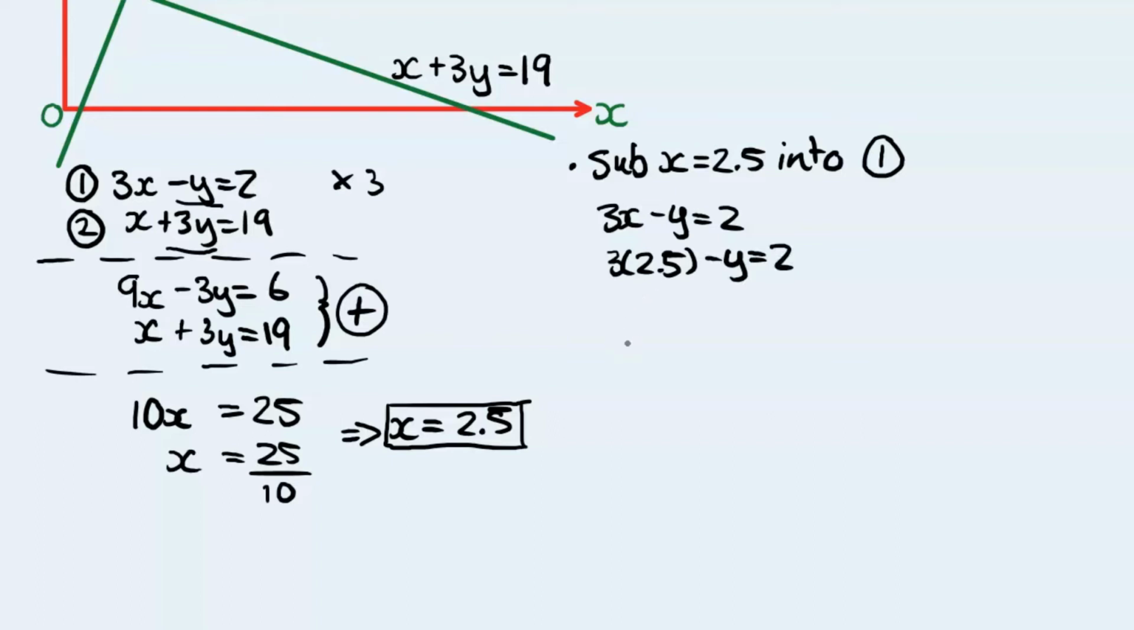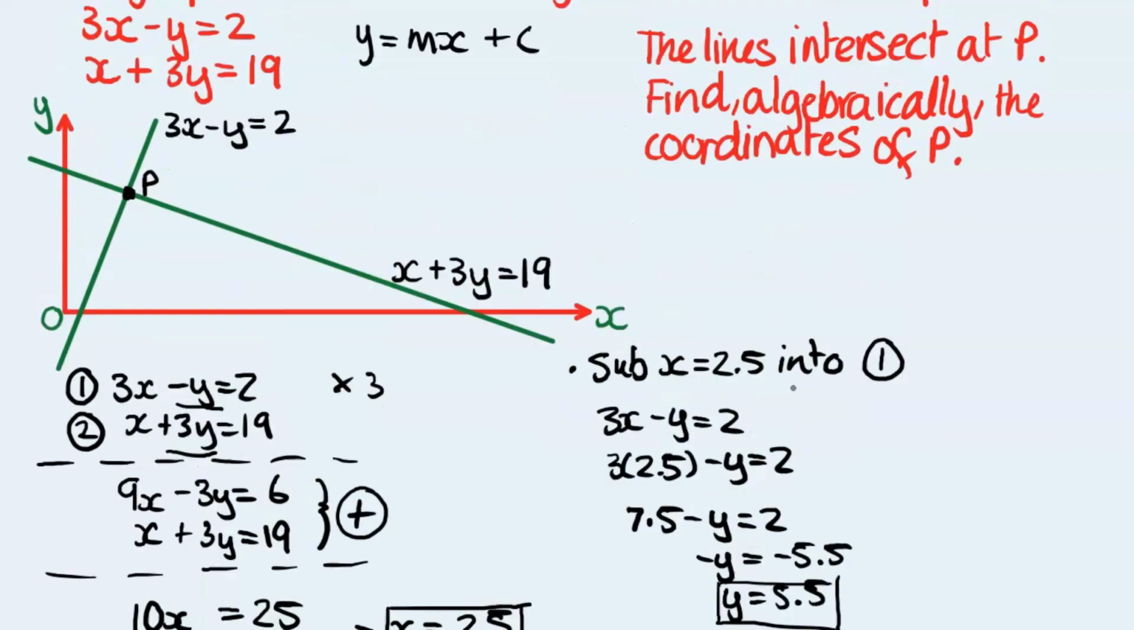Okay, so 3 times 2.5. Well, when we work that out, that'll be 7.5 minus y is equal to 2. Okay, so 7.5 minus y is equal to 2. So we have minus y, that's bringing the 7.5 to the right hand side. To take away 7.5, it will be minus 5.5. So this gives us an answer of y is equal to 5.5. You just multiply everything by minus 1. Okay, so we found the second variable. So we have x is equal to 2.5 and y is equal to 5.5.